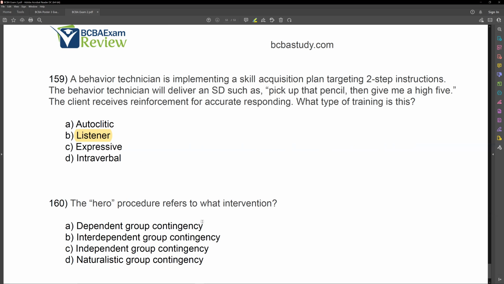Would it be the dependent group contingency? Yes, right? We're dependent on the hero. We're dependent on one person or a set of people. Interdependent means we're dependent on the whole group. Everybody in the group must do it. Independent, you're only responsible for yourself. And then naturalistic, right? We are naturalistically implementing a contingency, not a hero procedure, which is contrived. The hero procedure refers to the dependent group contingency.